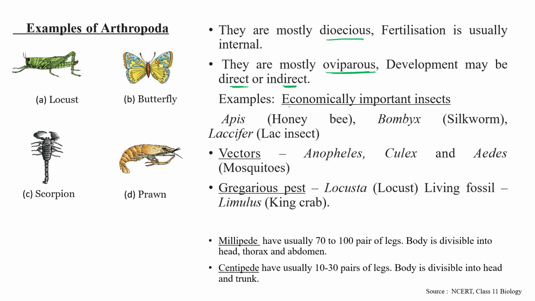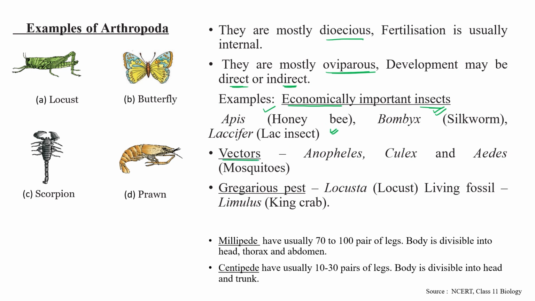Arthropoda. Some are economically important insects like honeybee, Apis, silkworm, Bombyx, and lac insect, Laccifer. This lac insect produces an animal-origin resin, which is used by pharmaceutical companies to produce some kind of medicine used for skin disease. So these types of insects show their economic importance.